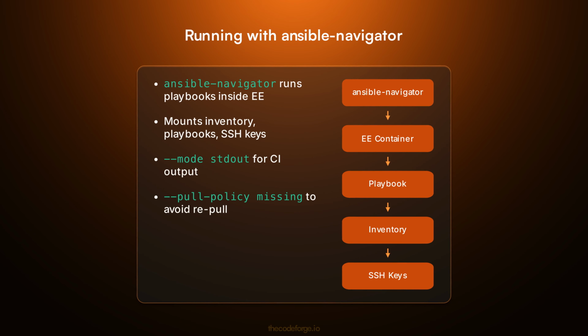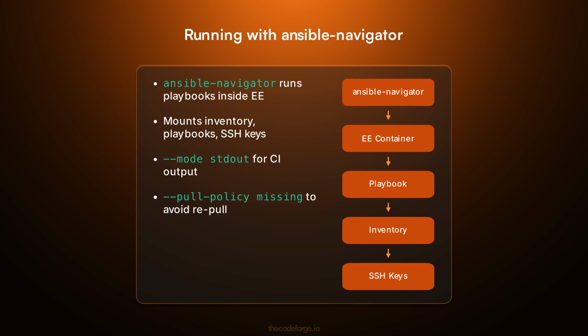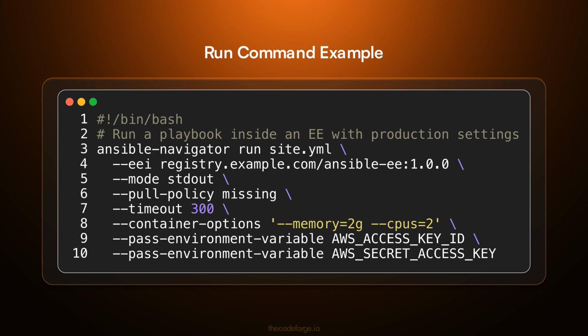Ansible-navigator is the CLI that runs your playbook inside the EE. It handles mounting your inventory, playbooks, and SSH keys. Use mode stdout for traditional output, and pull policy missing to avoid pulling the image every time if it's already cached.